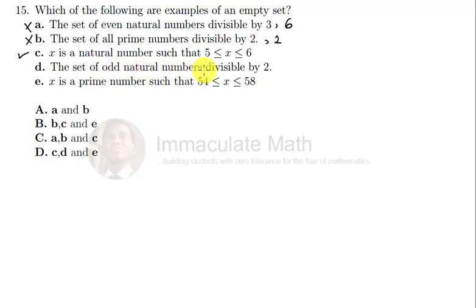The set of odd numbers divisible by 2. Odd numbers start from 3, so naturally, odd numbers are not divisible by 2. Okay, so that even disqualifies that premise.